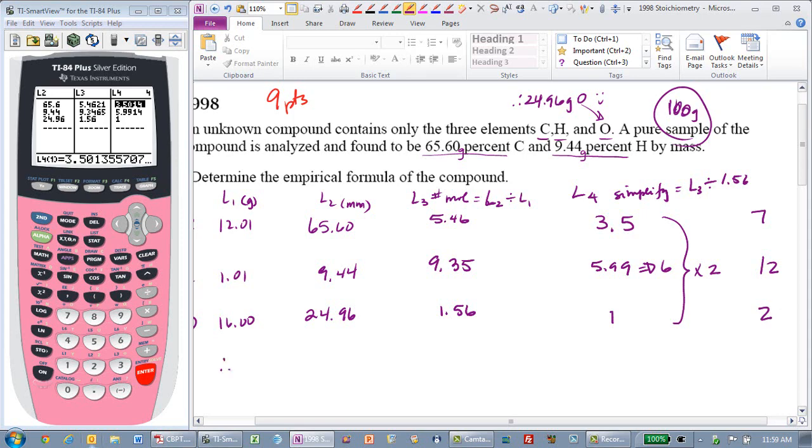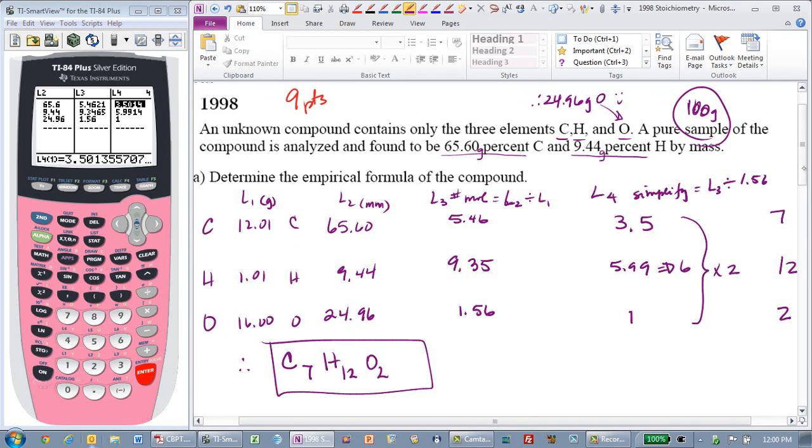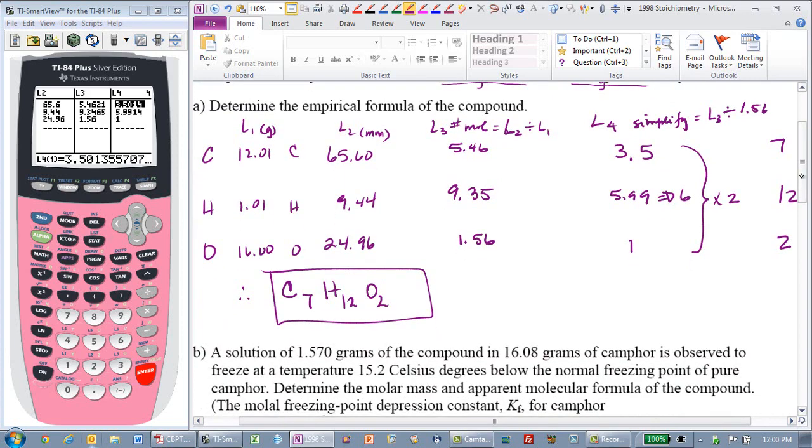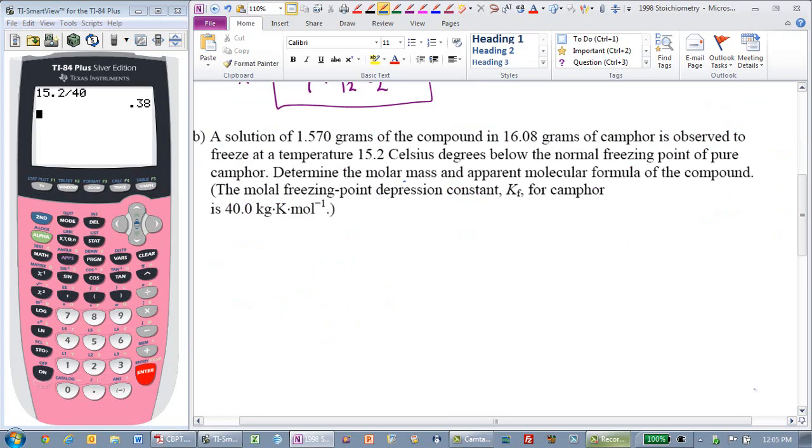So that means that my formula is C7. Just come back and match these up. C, H, and O. C7, H12, O2. And there we have it. Can you do it other ways? Oh, yeah. Yeah, you can. But fraught with danger. This is kind of slick and easy.